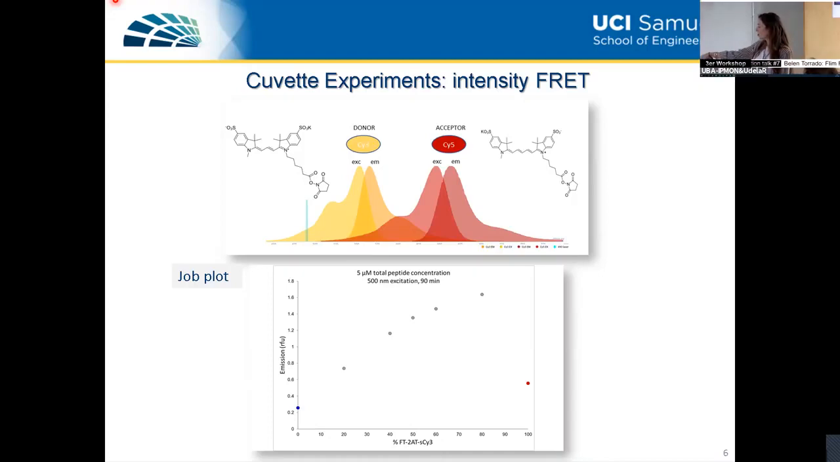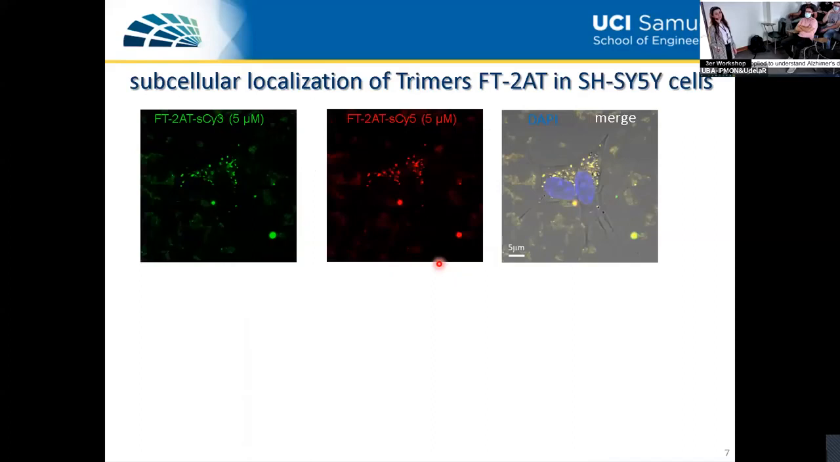So here we can see how the emission spectrum of Psi3 overlaps with the absorption spectrum of Psi5. In this case, they excited with 500 nanometers, which excites Psi3 but doesn't excite Psi5. In this cuvette, they were able to see FRET occurring, and they tested different proportions of these trimers. Then they wanted to move to cells and see if that was happening in the biological model.